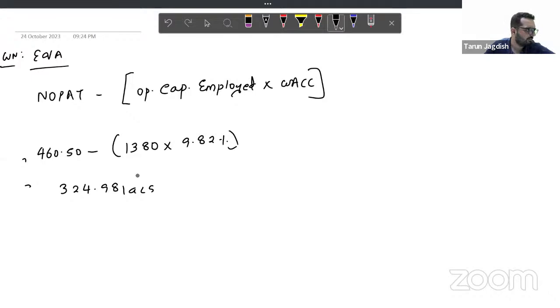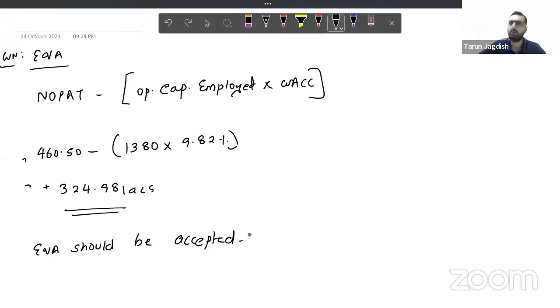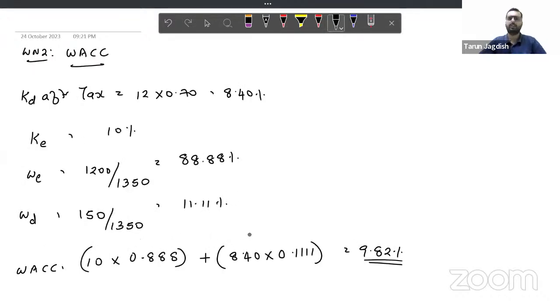All right, let me just confirm if that is the same answer. Yes, that is the same answer. So is your EVA positive or negative? Positive. So EVA should be accepted. I'll give you a minute's time. First, you write down this. Then just scribble and write. I'll share the notes immediately once the class gets over with all of you. Okay?